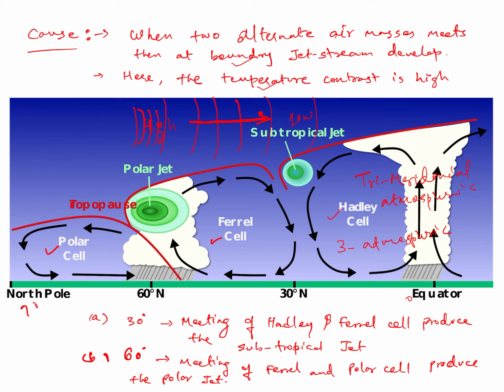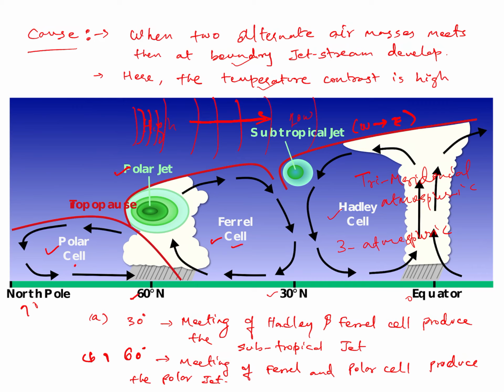And where is the interaction of these alternate cells? The interaction is at 30 degrees. You can see the Hadley cell and the Ferrel cell interacting at the subtropical location, at the latitude of 30 degrees, and there the subtropical jet stream develops, which moves from west to east. Similarly, at 60-degree latitude in both hemispheres, polar jets form. The reason for the formation of the polar jet is the interaction between the Ferrel cell and the polar cell.